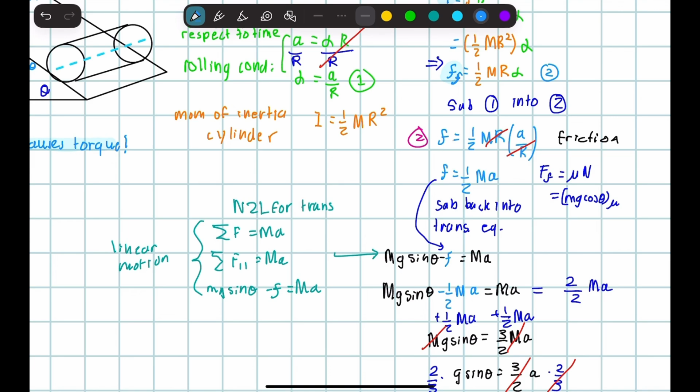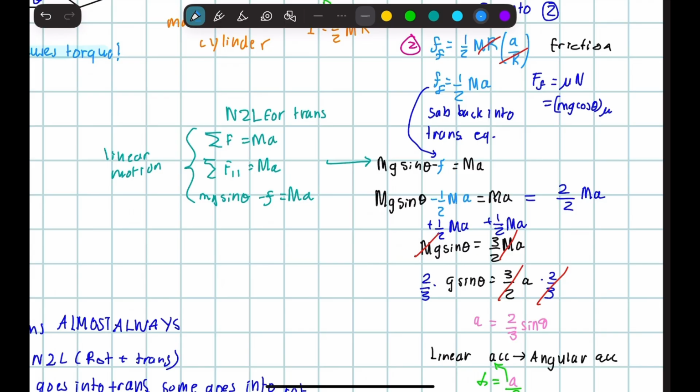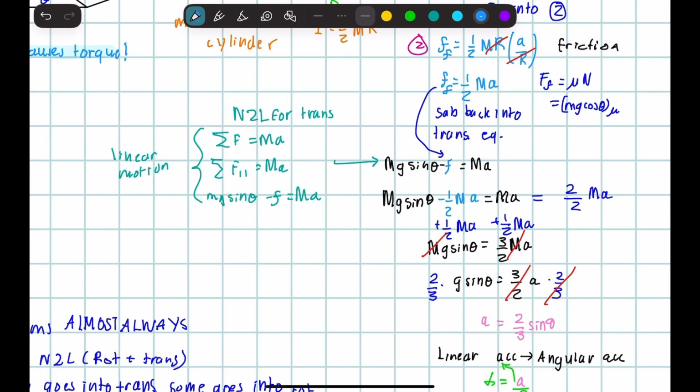So now you have FF is equal to 1/2 mr times the angular acceleration, which is a over r, and then the r's cancel out. So then you have FF is equal to 1/2 ma. Now that you have FF, you want to substitute this back into the translational equation.